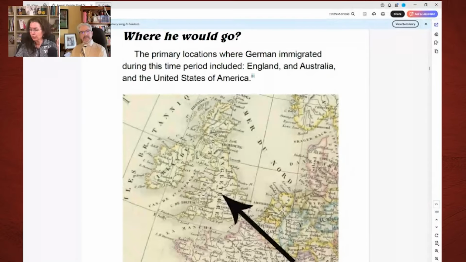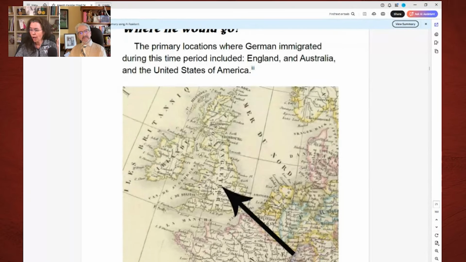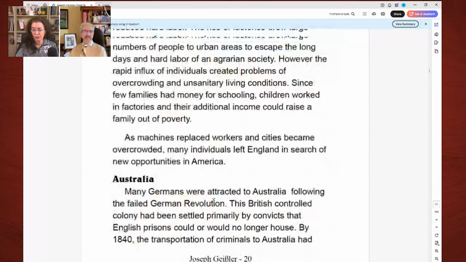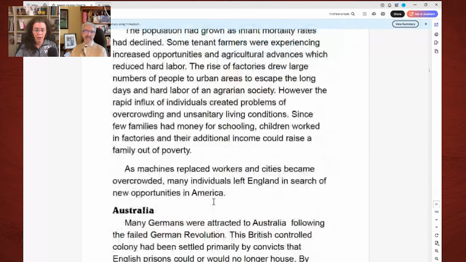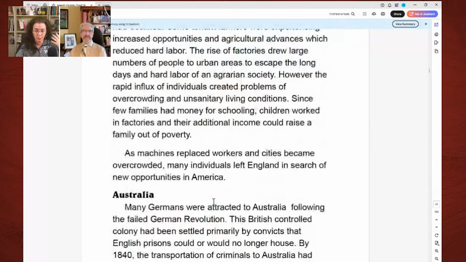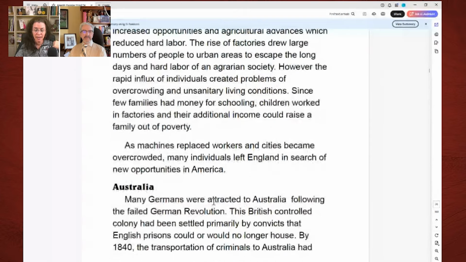So, okay. And then what I did is I went through and talked about, if he would have gone to Australia, what would the conditions have been like?